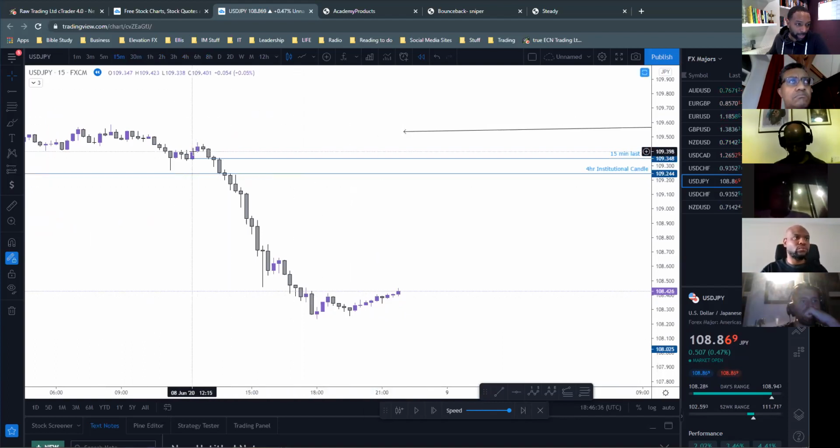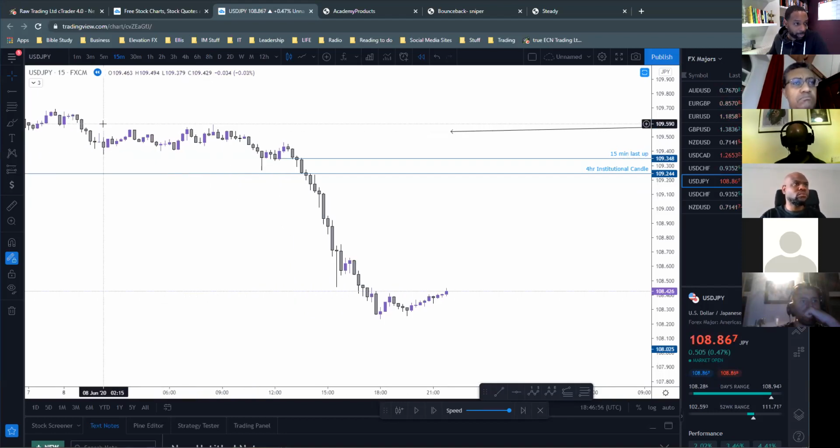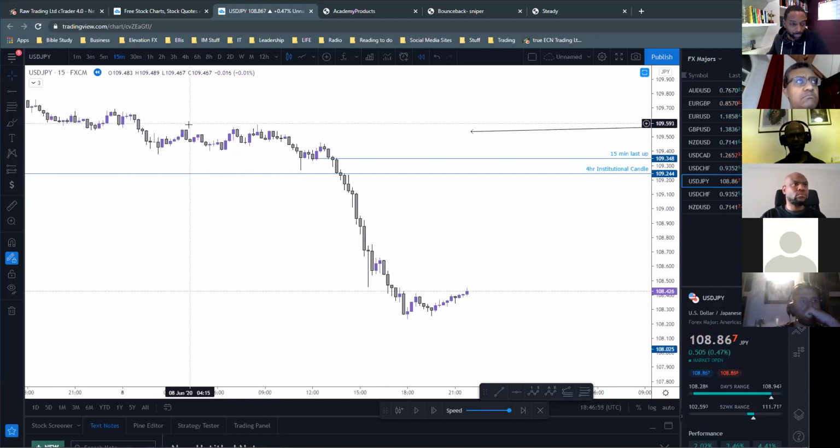You could take the one at the top, but I'm not going to be greedy. I can't count these two as one, and I'm going to put my entry for this trade right here on the 15-minute last up candle before the down move. I don't mind if it moves up a little bit more. I don't really care. I'll take it here, and I'll put my stop loss up above here for this particular trade. It's like a 15 pip stop loss.